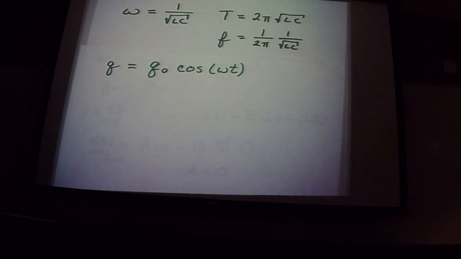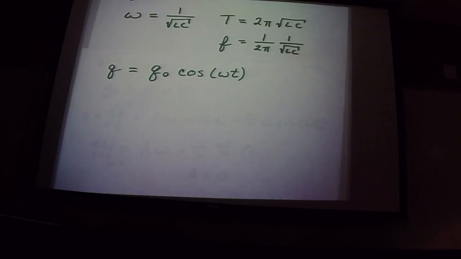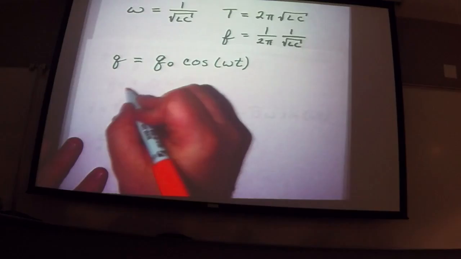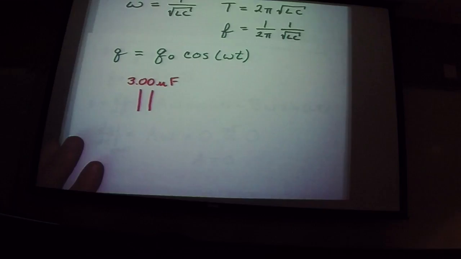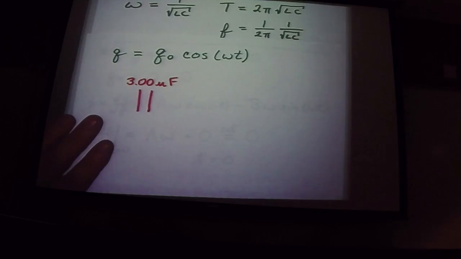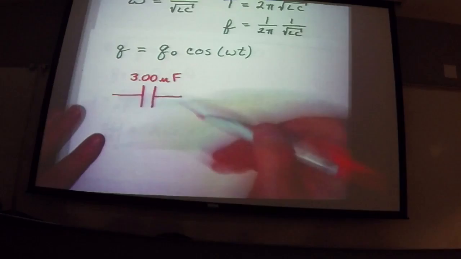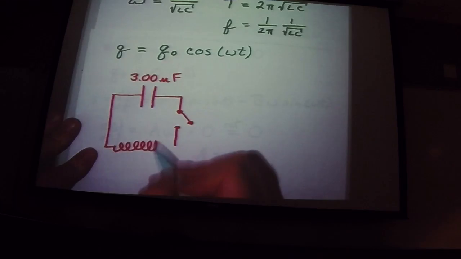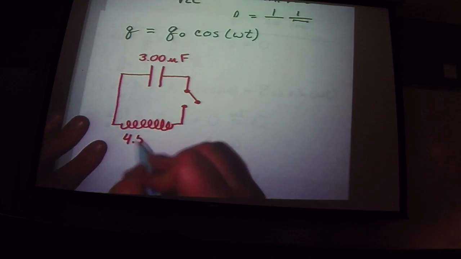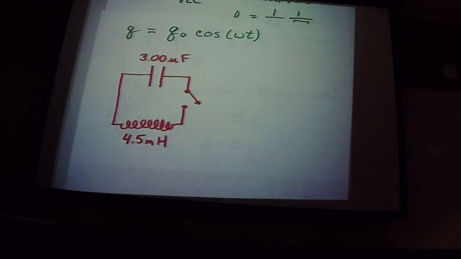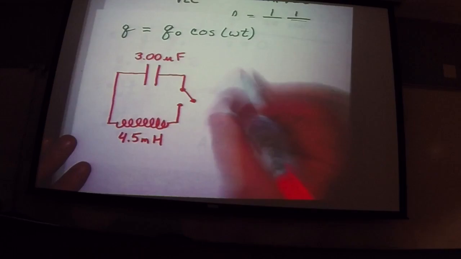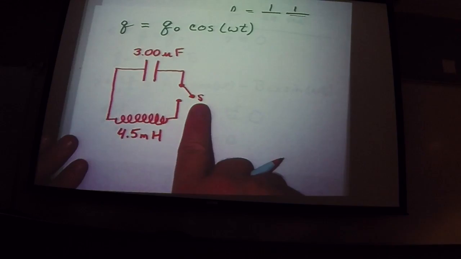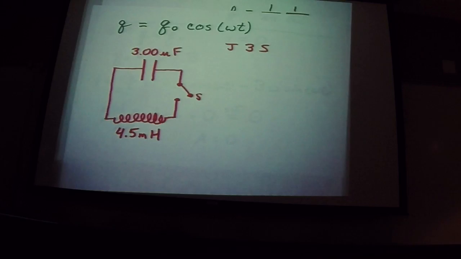Okay, so let's see. I've got a 3.00 microfarad capacitor, initially charged to 12 volts. It's hooked in series with a 4.5 millihenry inductor, and the switch is closed at t equals zero. Trying to make the S, that's an S.